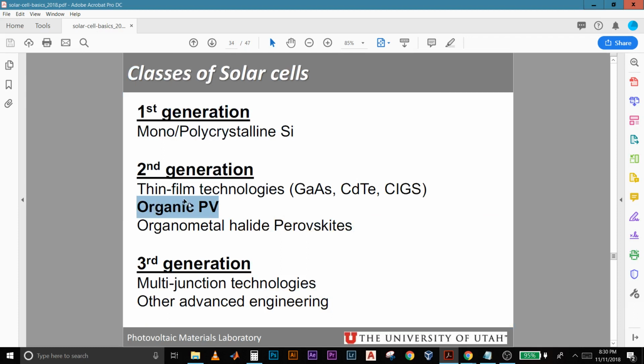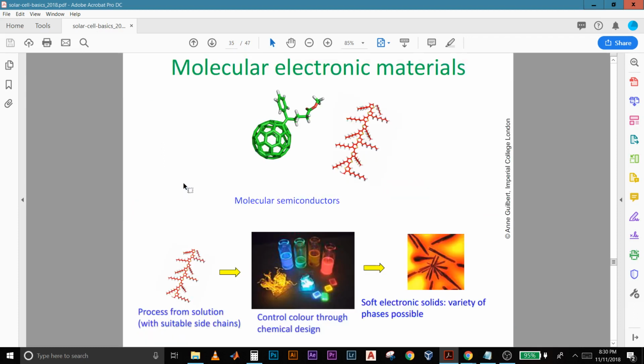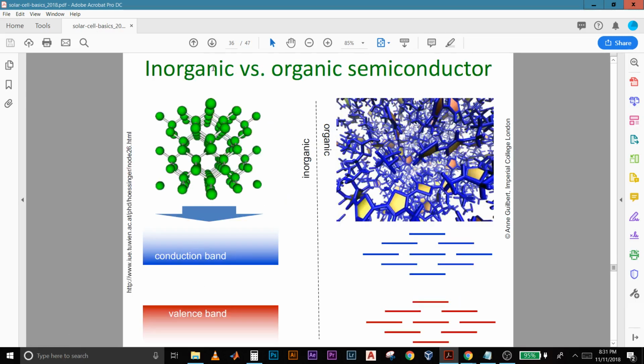Okay, next we have organic photovoltaics. Organic photovoltaics is still in the realm of research, and they use organic electronics, basically molecular electronic materials, molecular semiconductors as shown over here. Again, this is material that can be covered in a completely different course. So for the time being, we can do a cursory analysis of this technology, whereby we can see the difference between inorganic and organic semiconductors.